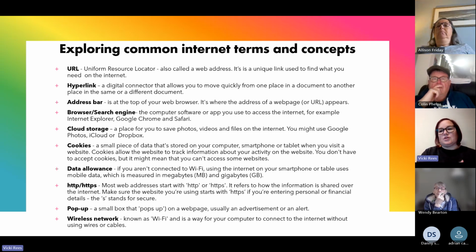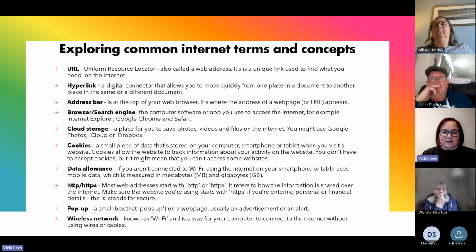A hyperlink is a connector, normally written like a code, that lets you move from one place in a document to another place. An example of a hyperlink is perhaps the link you used to join this meeting. Sometimes in an email or in a document, it's highlighted in blue and underlined. That's the hyperlink, and you click on that and that takes you to the next place. An address bar is the top of the web browser, and that's where the URL goes in to take you to the next page.